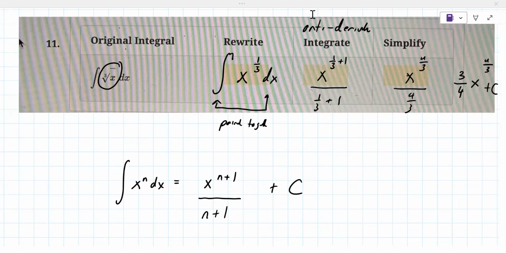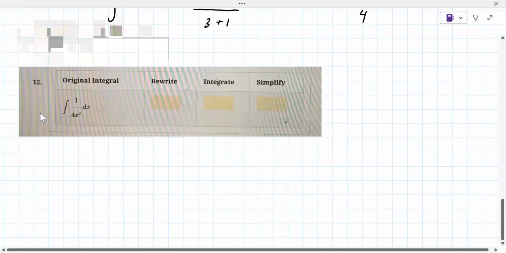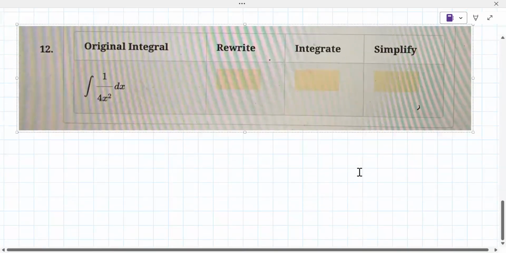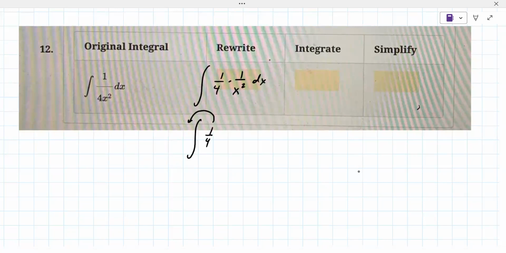And that's why you have that. So we should do number 12 next if you'd like. Yeah, that's fine. So number 12 is, again, that rewrite. So this constant is not important. Like it's really the integral 1/4 times 1 over x squared dx. And then that 1/4 can actually come out of the integral. That's one of the properties you'll see later on, but it's x to the minus 2 dx, like that.